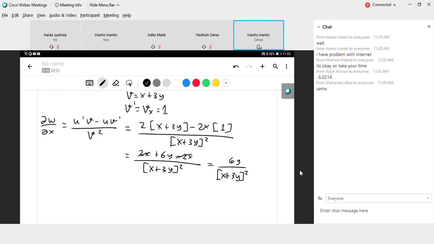The question is the partial derivative of w with respect to x. In our case, it is evaluated at (1, 2). Give me the number. 6 over 7... 6 over 49. Sorry, 12 over 49.